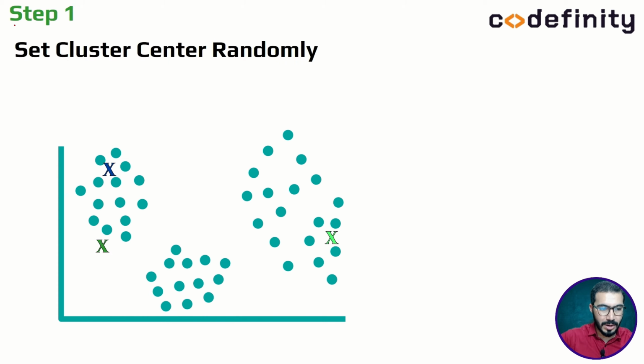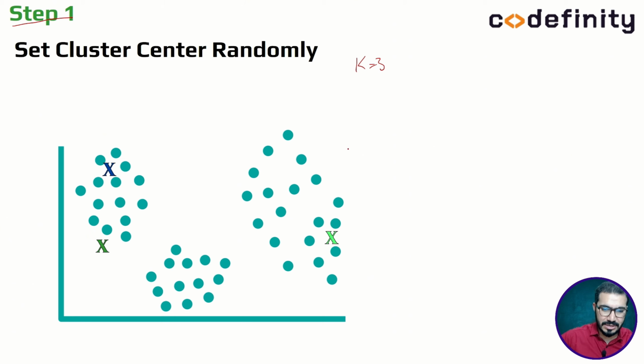So step number 1 is going to be the following. We have to randomly initialize k number of centroids. Again, I repeat, k is 3. So we have 3 random centroids over here, which are denoted by x. The first random centroid is the neon x, then we have the greenish x, and then the third one is the bluish x.